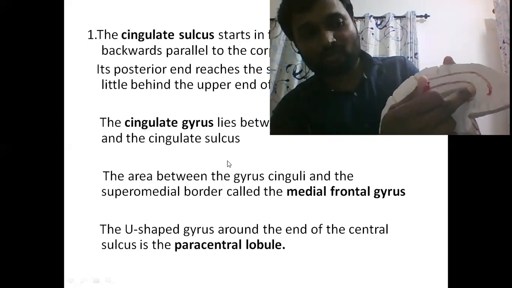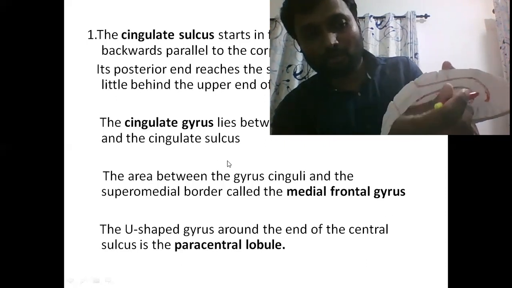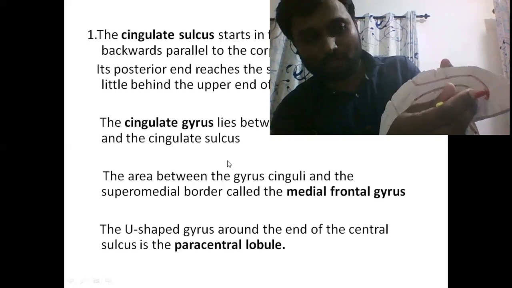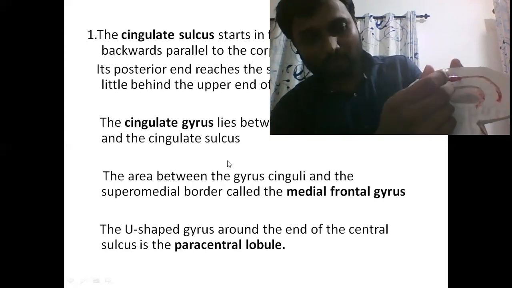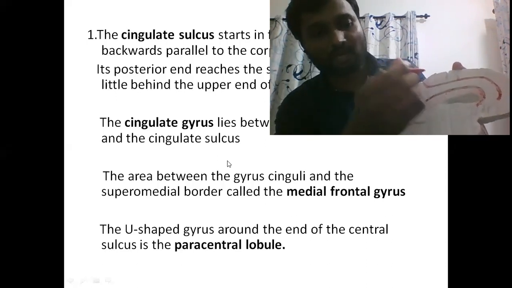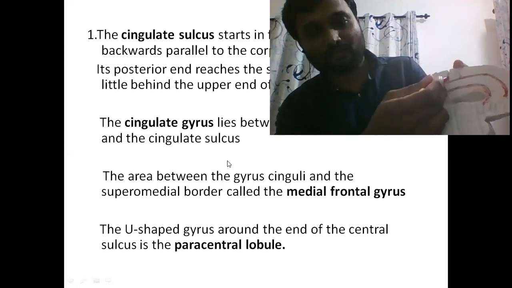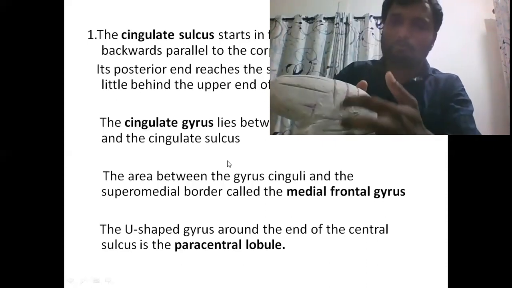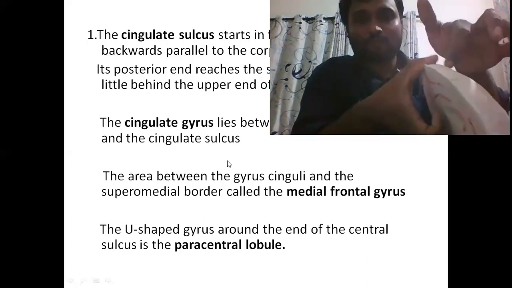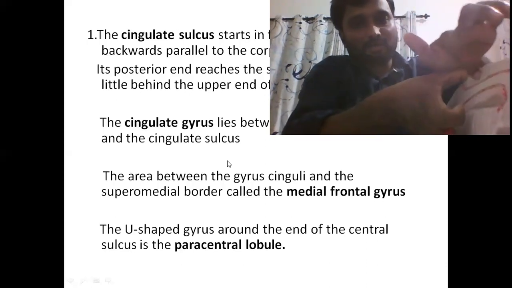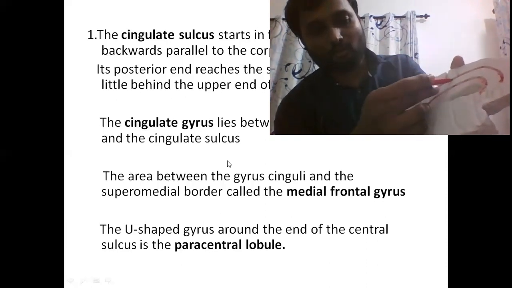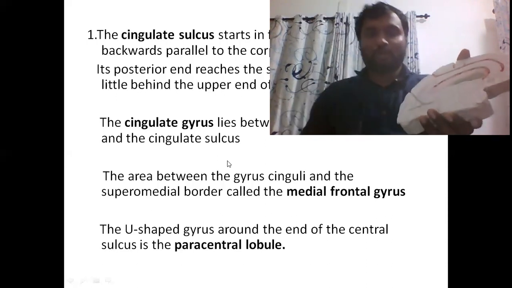So in front of the genu, here, it starts. From there it runs backward, almost parallel to the corpus callosum. Then it reaches the superomedial border, behind the central sulcus. Here we can see the extension of the central sulcus, which is seen in the superolateral surface, crosses the superomedial border and reaches the medial surface. So here we have the continuation of the central sulcus, and behind it the cingulate sulcus reaches the superomedial border.